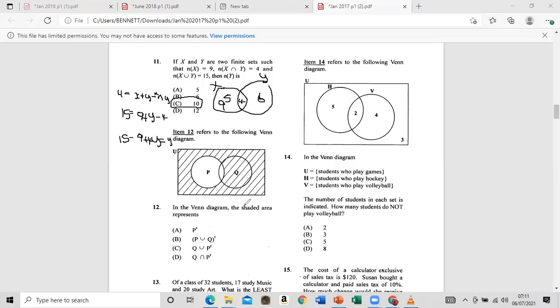In the Venn diagram, the shaded area represents everything shaded except P. So that's P prime or the complement of P.